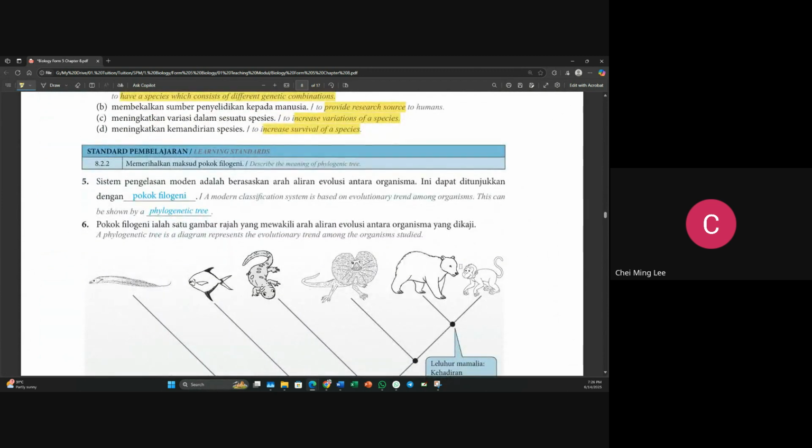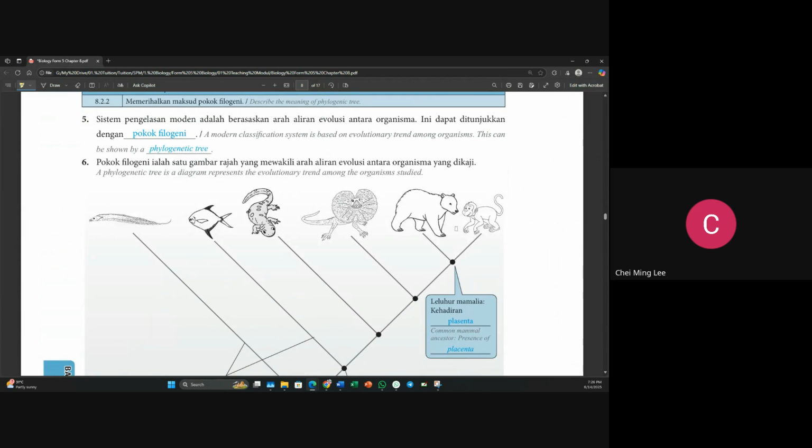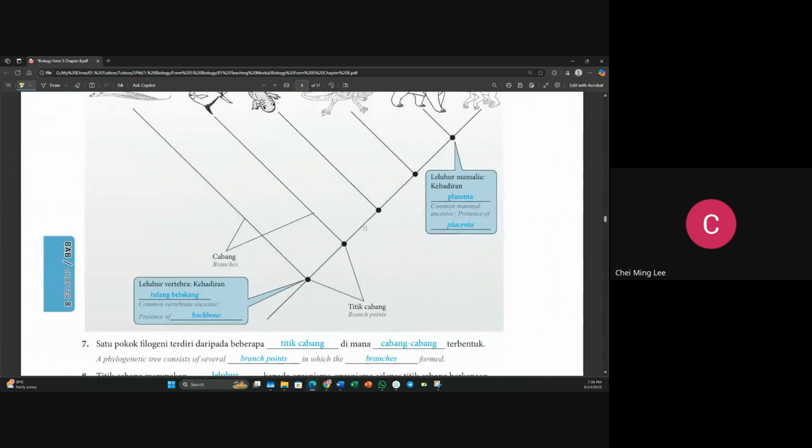So now, from here, we start with another type of table. Just now we did the dichotomous key, right? Now we start with what we call a phylogenetic tree. The dichotomous key is used to distinguish by physical characteristics, something we can see. Now, a phylogenetic tree is actually a classification based on the evolutionary trend among organisms. So that's why it has only one line.